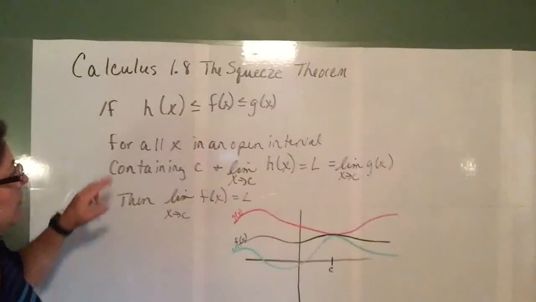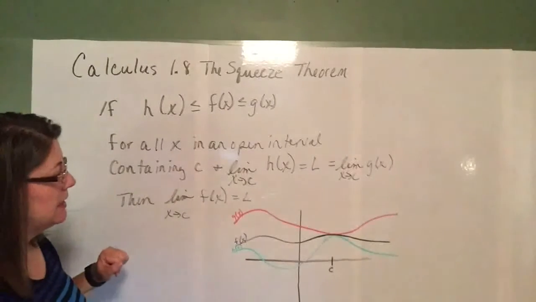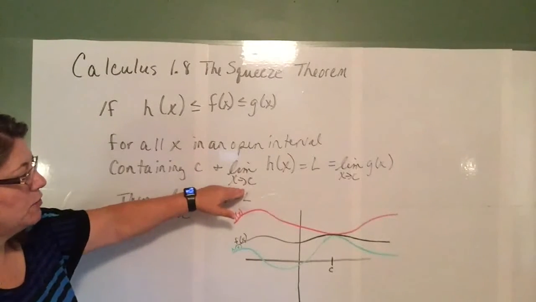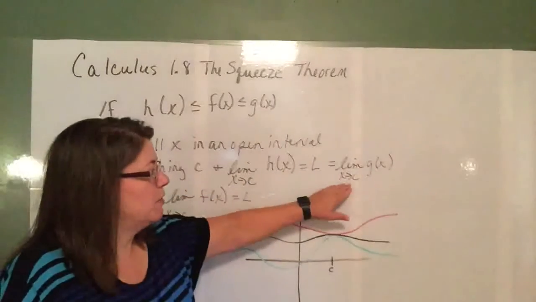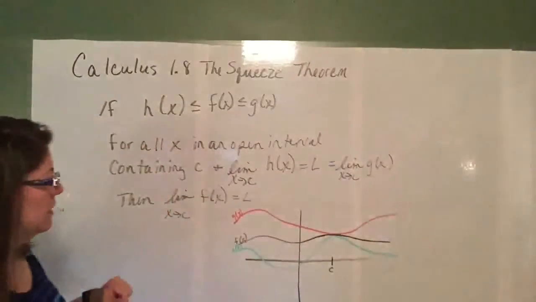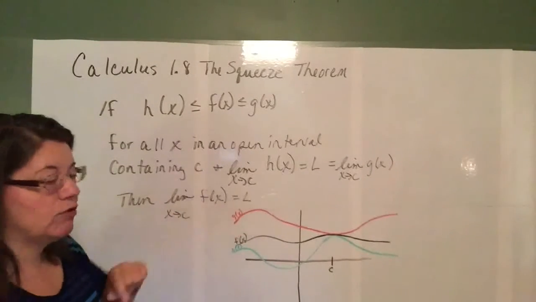So it says for all x in the open interval containing c, if the limit as x approaches c of h of x is L, and the limit as x approaches c of g of x is also L, then that must mean that the limit as x approaches c for f of x is also L.